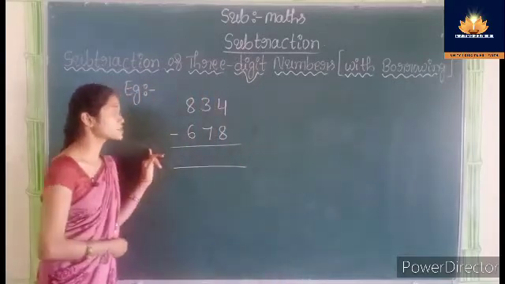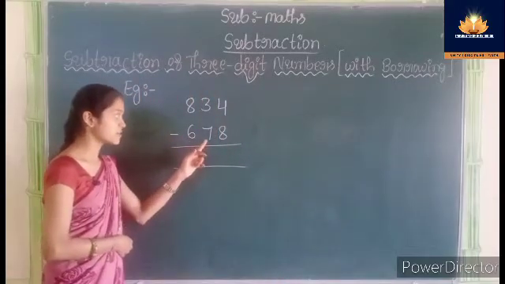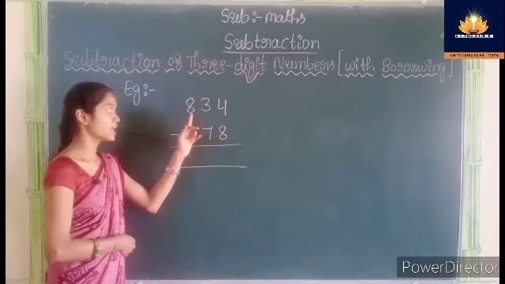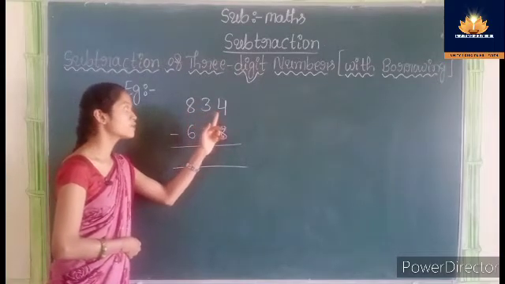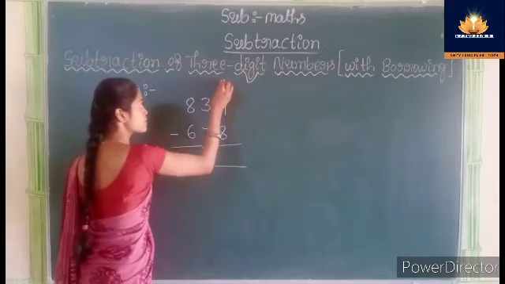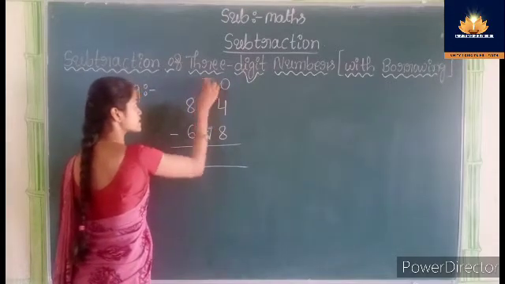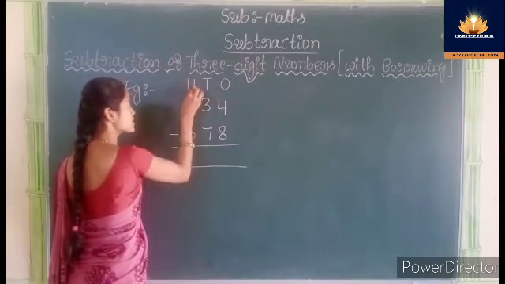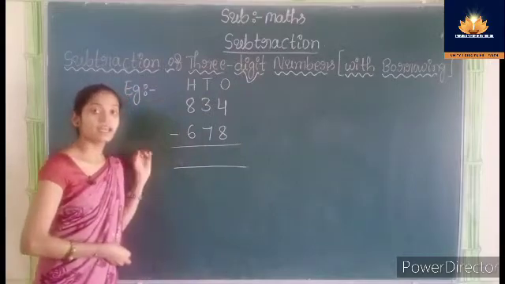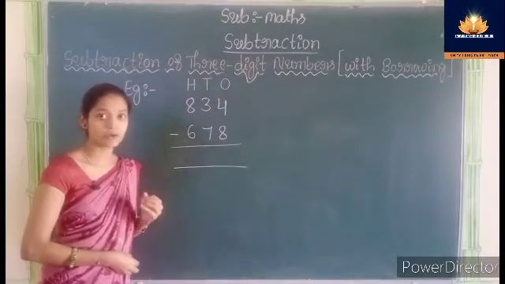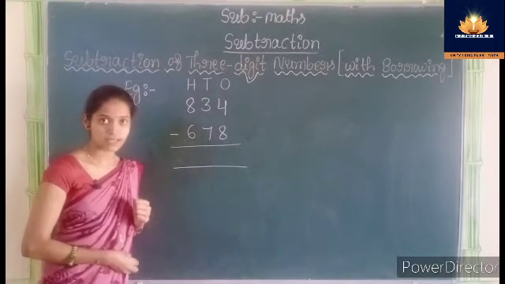So here we have to subtract 678 from 834. This is ones place, this is tens place and this is hundreds place. Right. In the subtraction, first we have to subtract ones place.